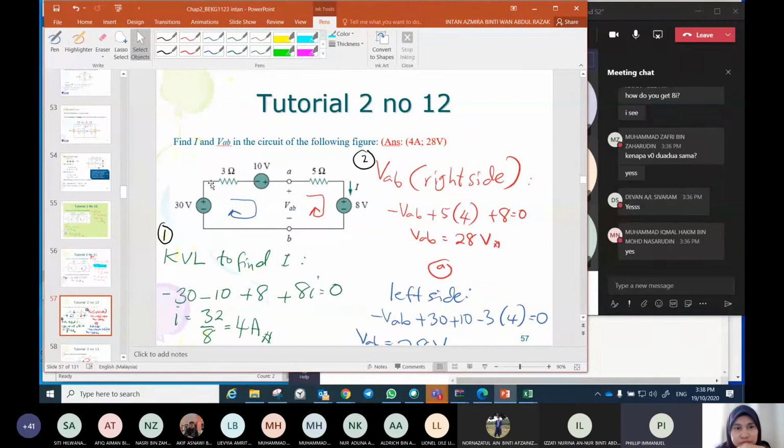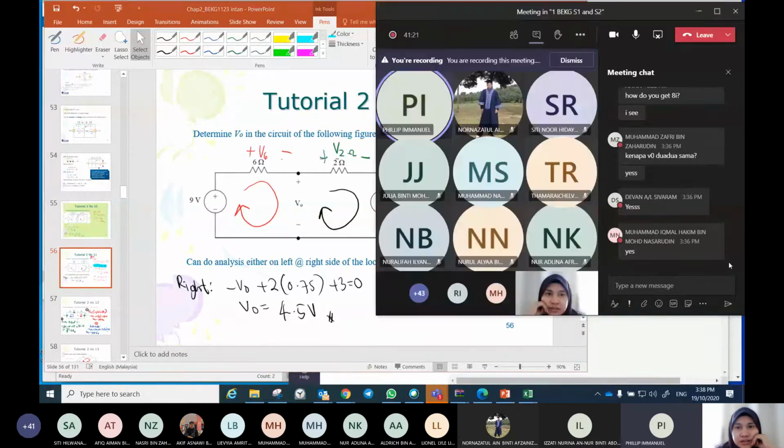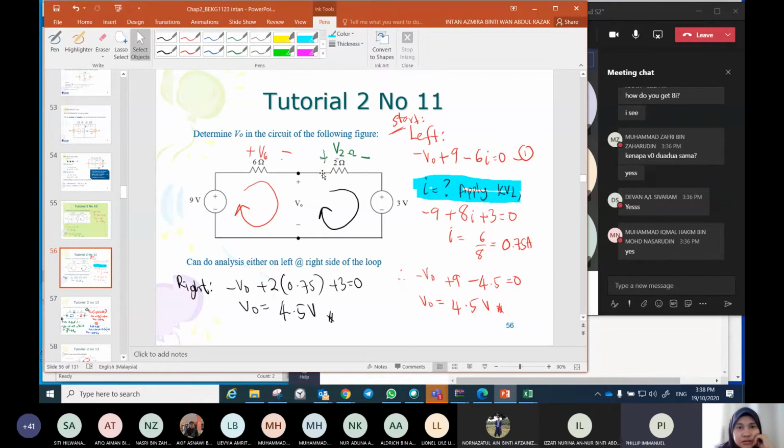Okay. I think I kind of understand. My understanding here is that if you want to find the left loop here, we need to use the minus V naught plus 9 minus 6I, right? The ampere. But because we want to find the ampere, we have to combine the whole circuit in an attempt to find the ampere.